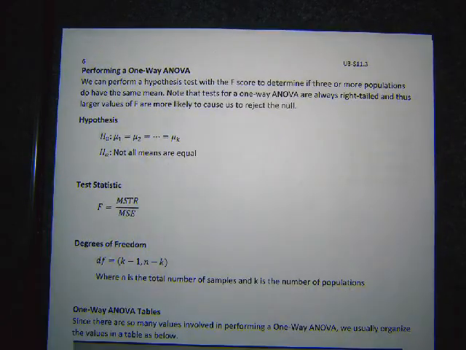Now, one thing you have to be careful about, it doesn't tell us that all the means are different. It just tells us at least one of the means is different than a different one. So we don't know if they're all different, if 2 are different, or 3 are different. It just tells us that they're not all the same. Not everything's equal. That's what the alternative says.